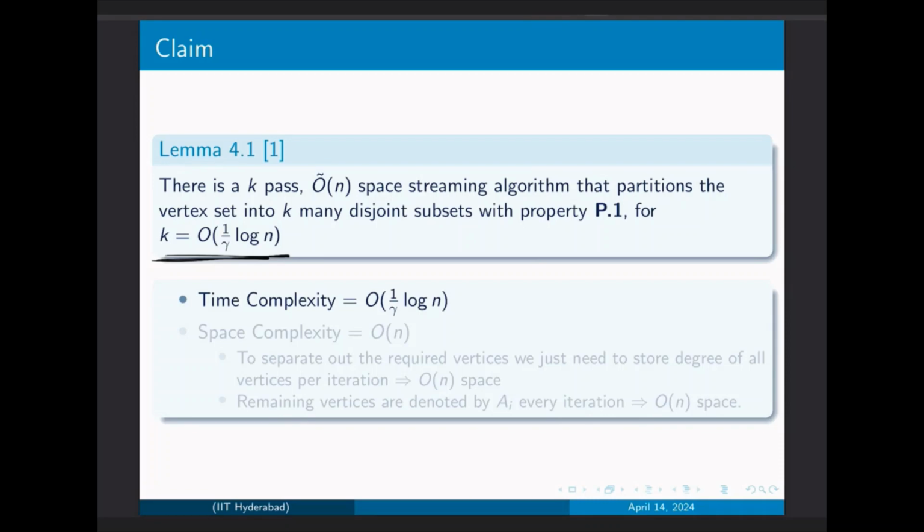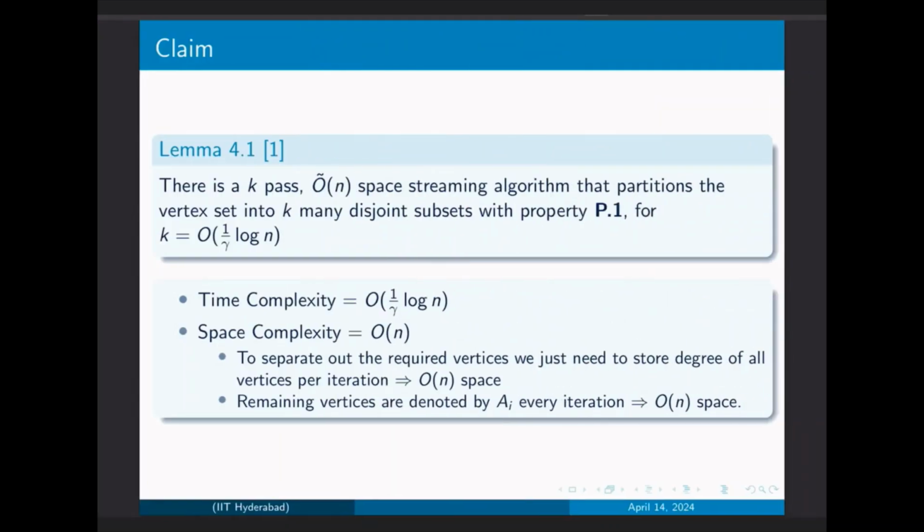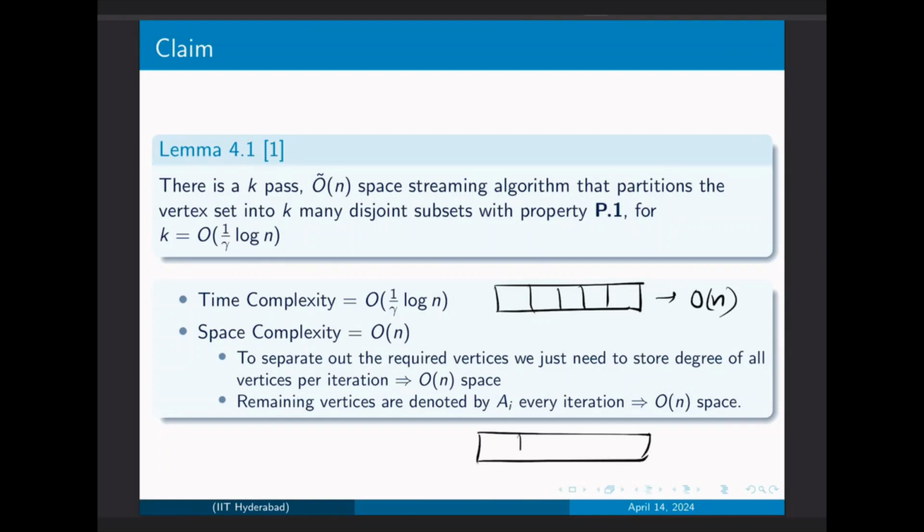For the space complexity, it is fairly easy to see because every time we need to store the modified degree of the remaining vertices who are yet to be chosen. That is not going to take more than O of n space, and we need to store a flag which marks which vertices are yet to be chosen and which are already chosen. That is not taking more than O of n space. So overall, it can be done in O tilde of n space. That is fairly easy to see. So finally, we come to the end of this partitioning algorithm, which partitions the vertices and gives a control over the out degree of the graph.